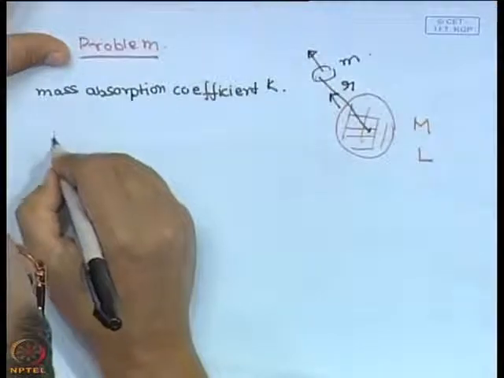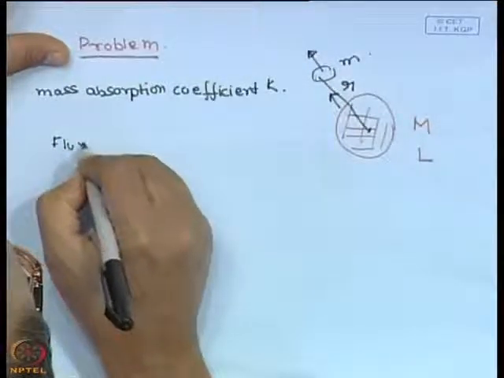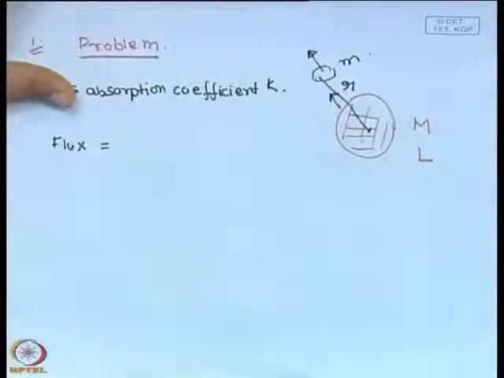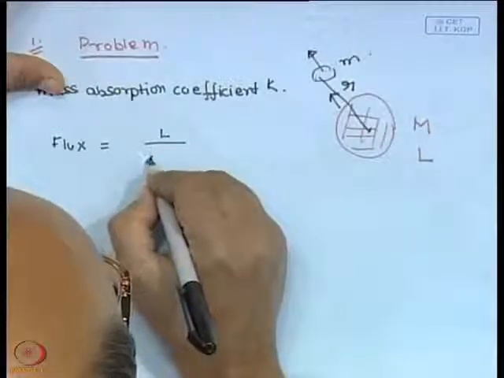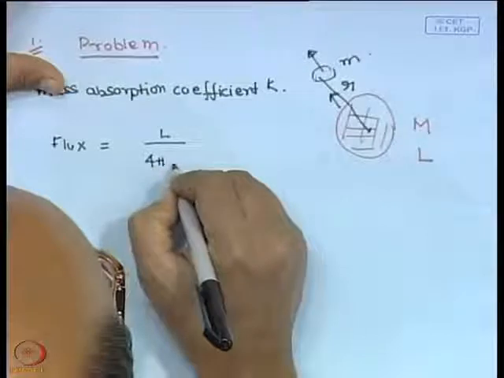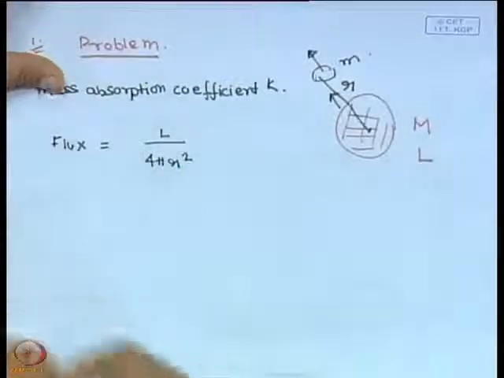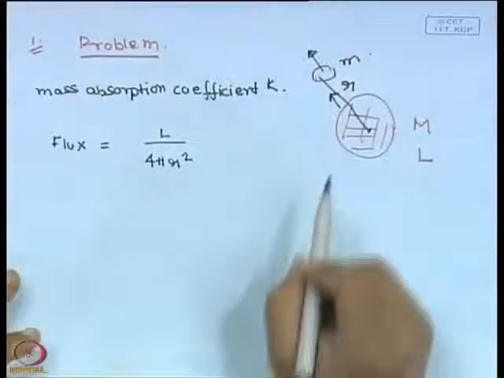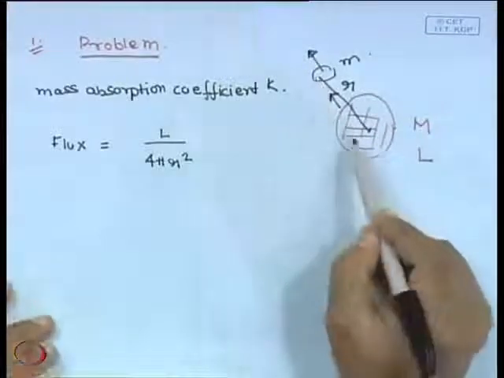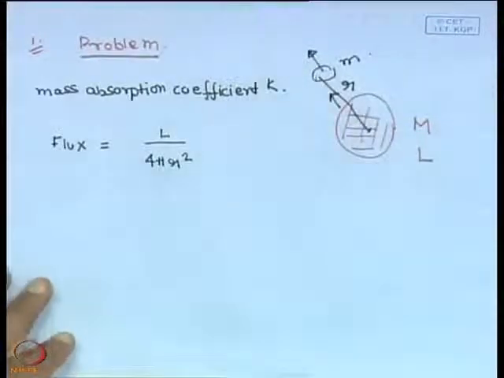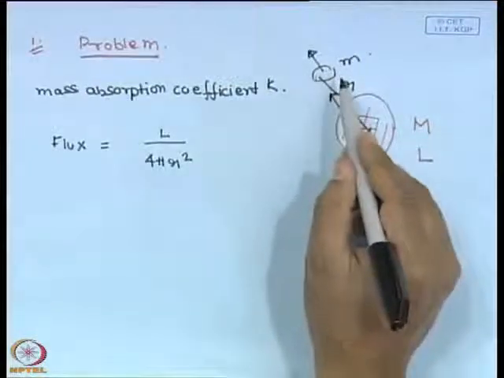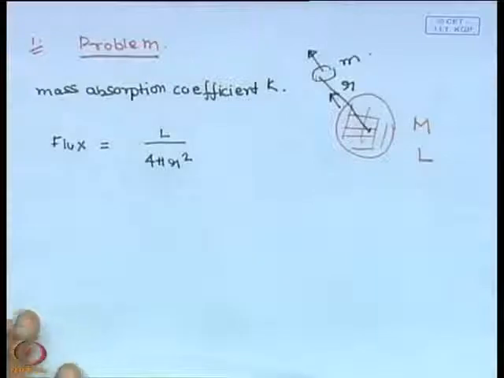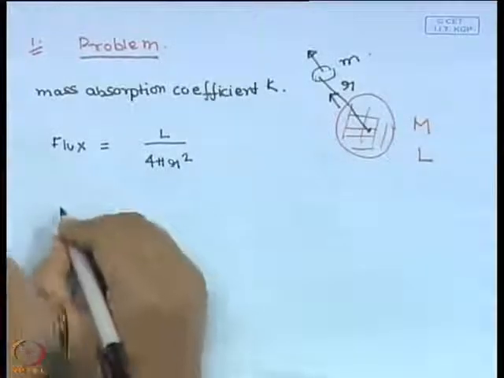The radiation flux is going to be L by 4 pi r squared. That is the amount of radiation energy incident on this gas cloud from this luminous object. Now, let us ask the question, what is the energy absorbed by this gas cloud per unit time?